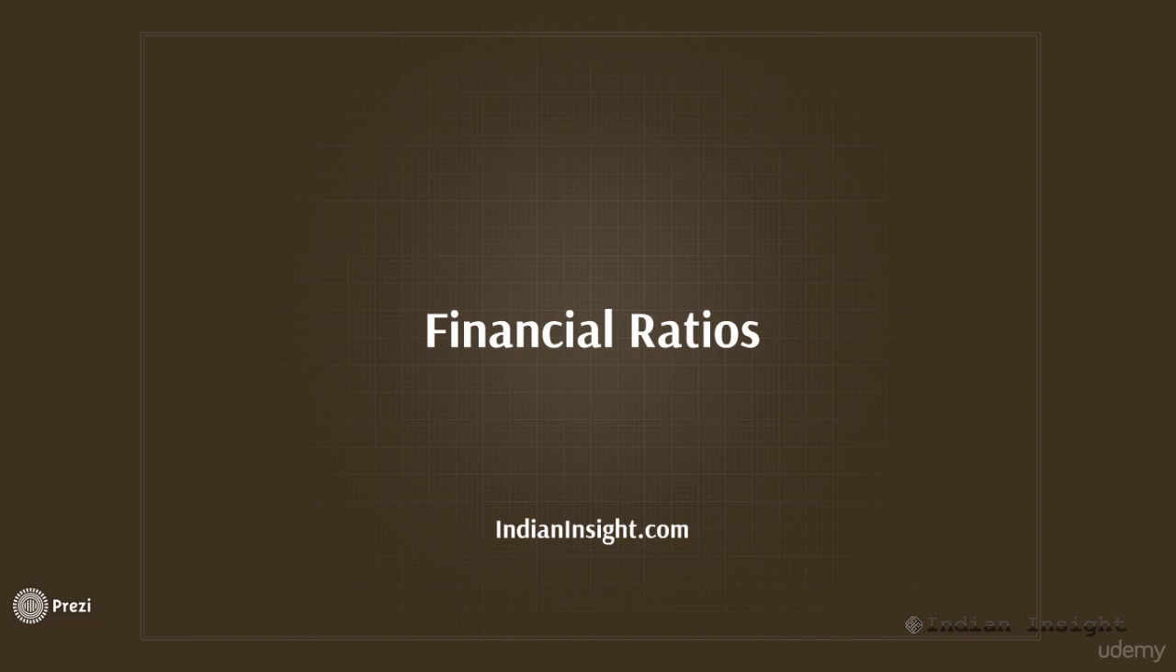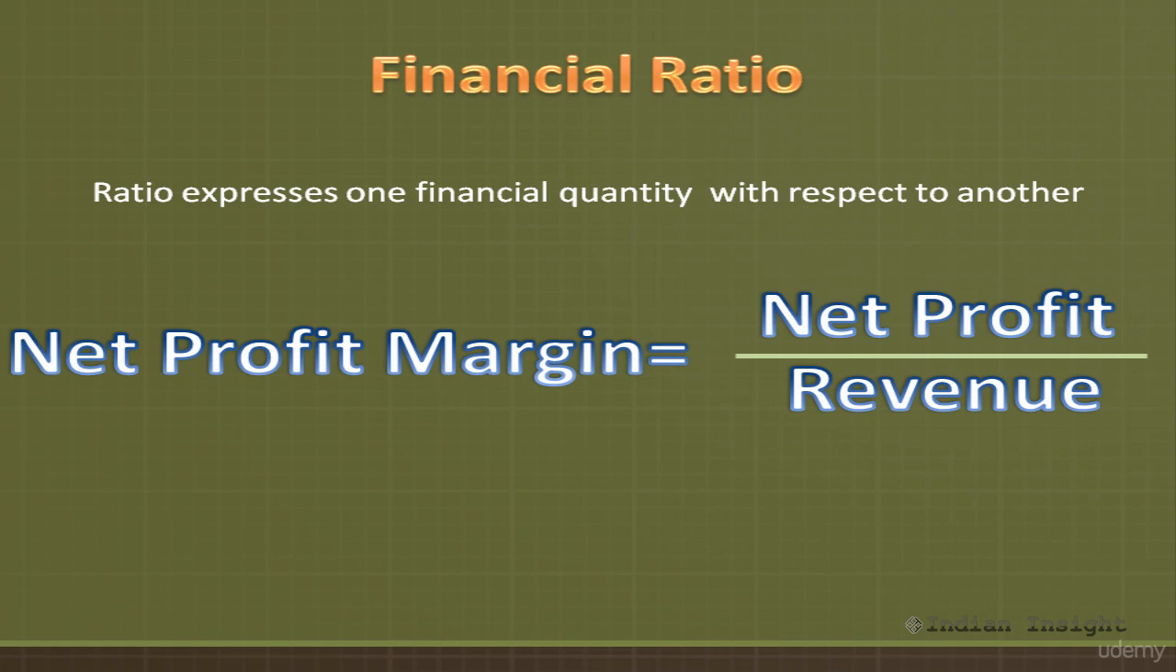Welcome back. Now starting from this lecture, we are going to look at financial ratios. A financial ratio expresses one financial quantity with respect to another and conveys some aspect of a company's performance or valuation. For example, one common ratio is net profit margin, which is calculated by dividing the net income by revenue.